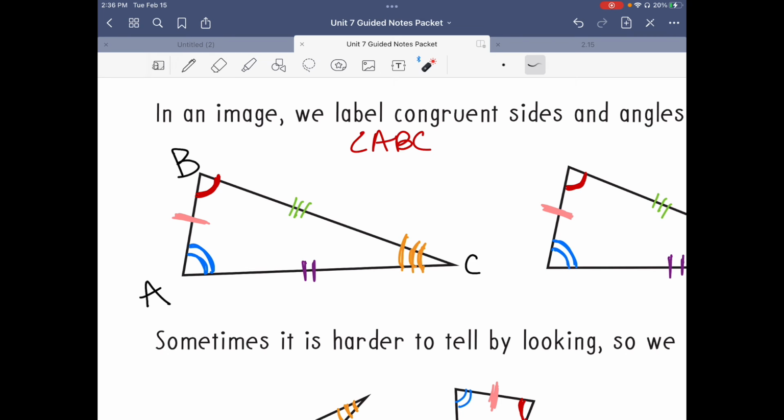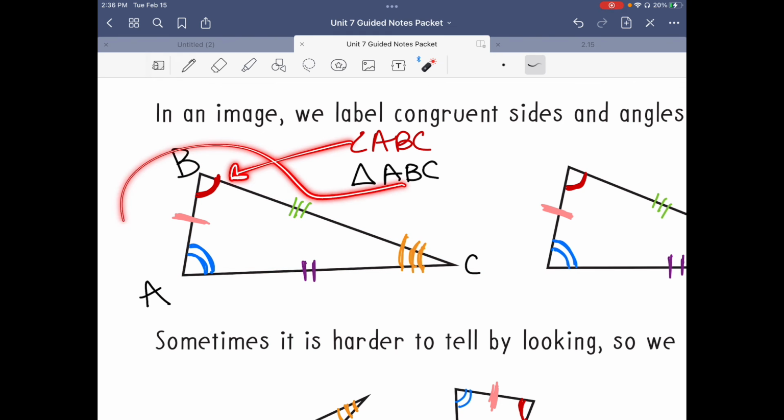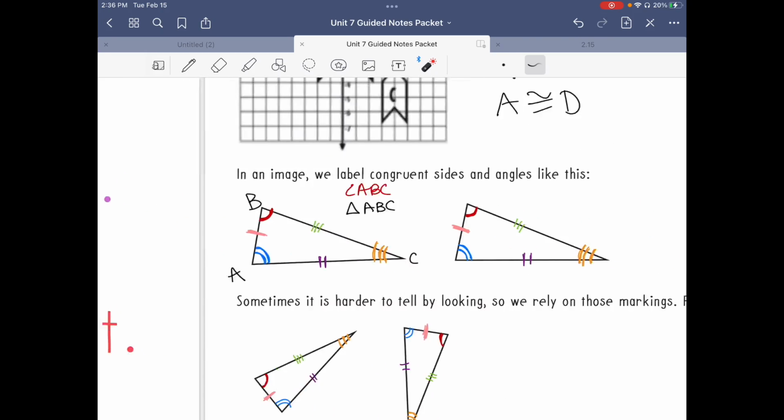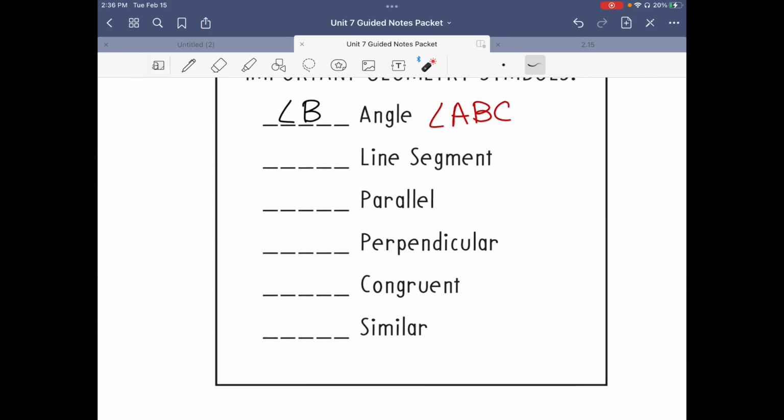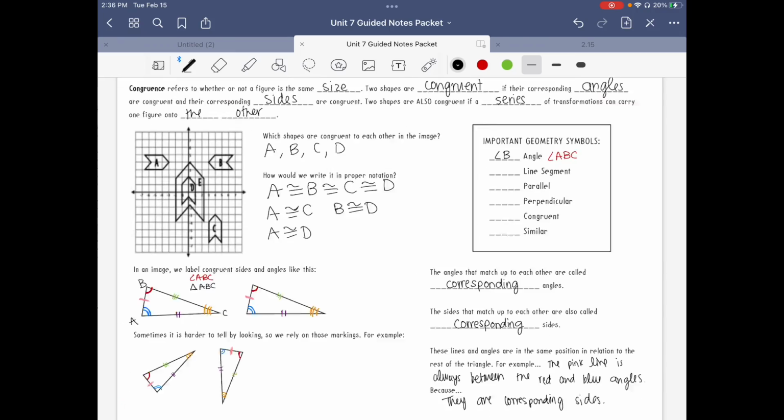Okay, and then I also want to make sure you know the difference between angle ABC and triangle ABC. So angle ABC, as we just talked about, is just this angle right here. But triangle ABC is the whole shape. So this one is just talking about the angle. This one is talking about the whole shape. Okay. All right, next, line segment.